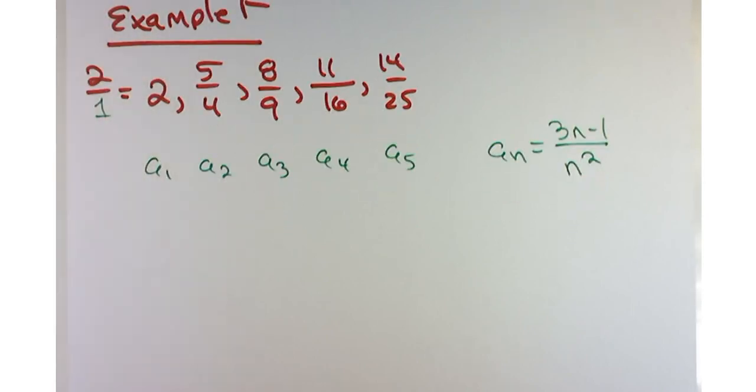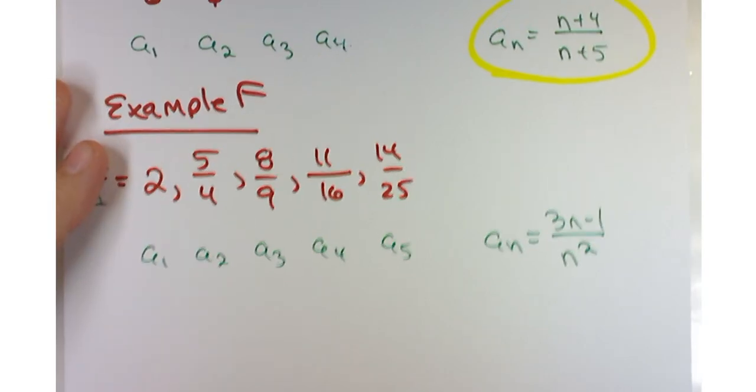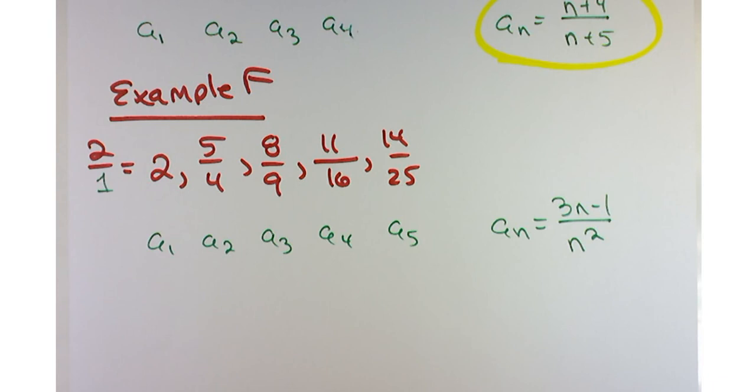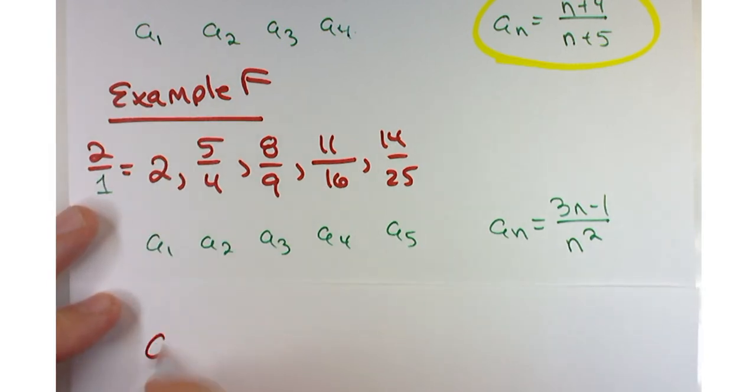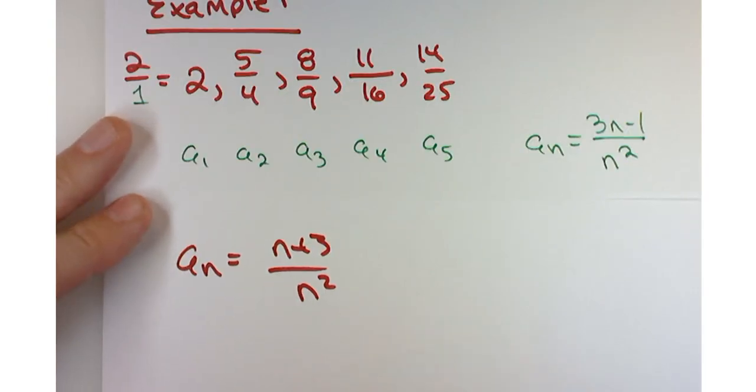So why wouldn't it just be n plus 3? That's what I read. All right, let's try it. If it's already going up, let's just try it. So the question is, why isn't it n plus 3? So a sub n equals n plus 3 over n squared. Let's list the first few terms if I did it this way.